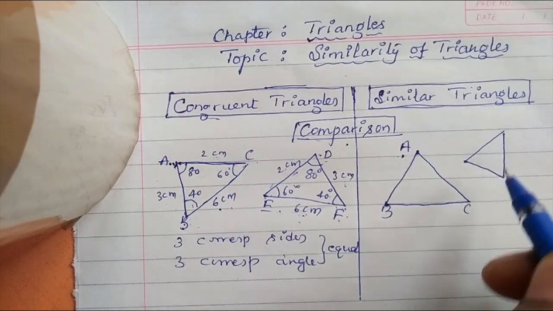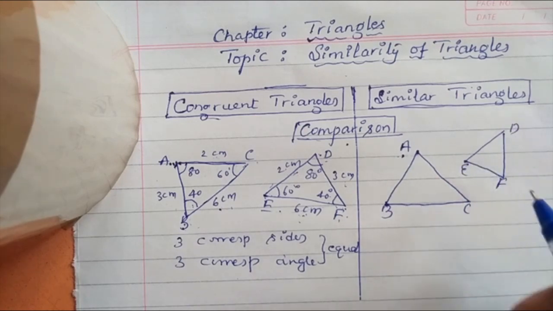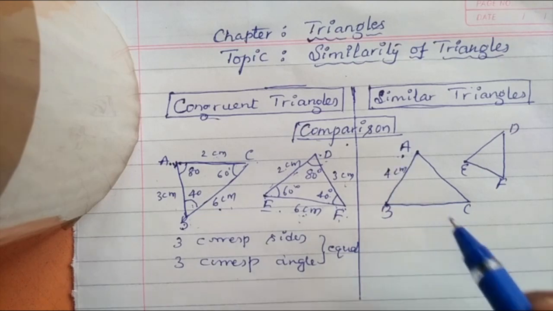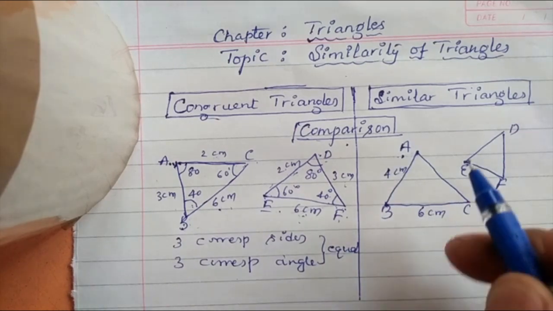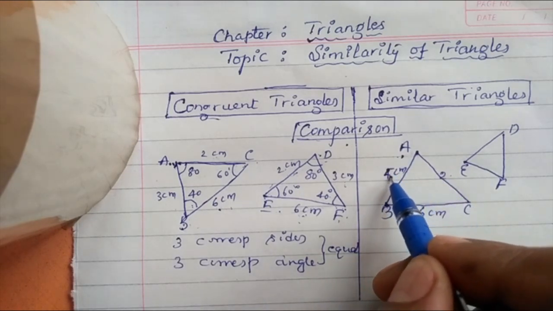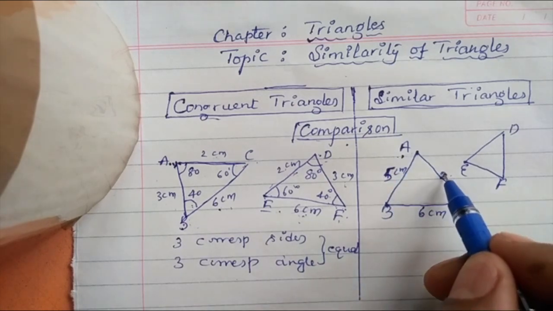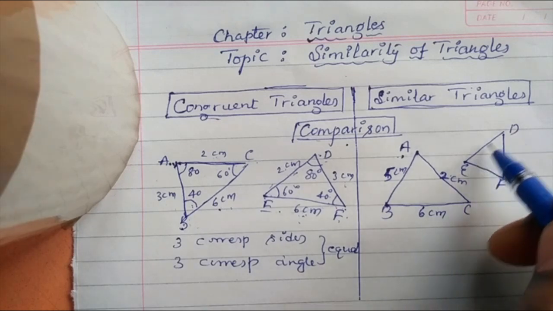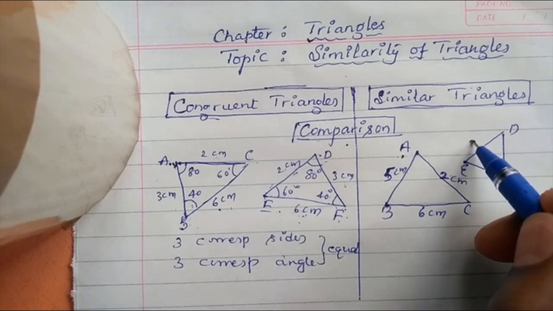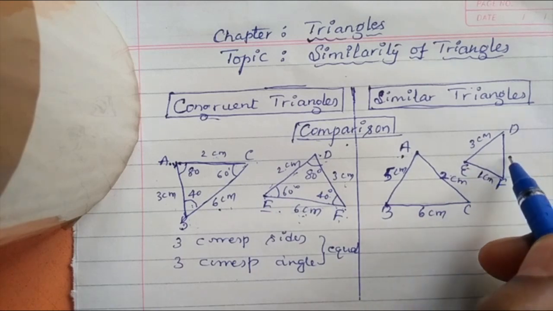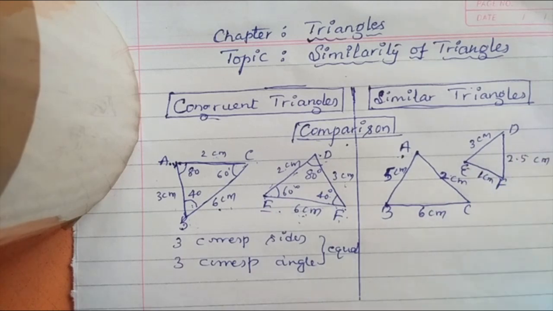Let this be triangle ABC and triangle DEF. Here AB is equal to 4 centimeter, this one 6 centimeter, and this one, let this be 5 centimeter, this be 2 centimeter. So here DE equal to 3 centimeter, EF 1 centimeter, this one 2.5 centimeter.